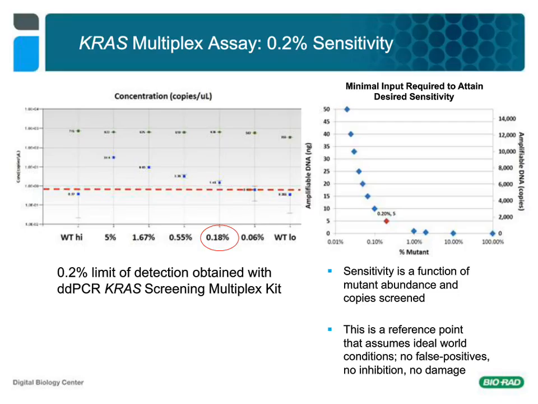The plot on the right shows how sensitivity is a function of the percent mutant and the number of amplifiable copies screened. This is an ideal world example to be used as a reference point, since it assumes perfect DNA sample, perfect assay, and no false positives.